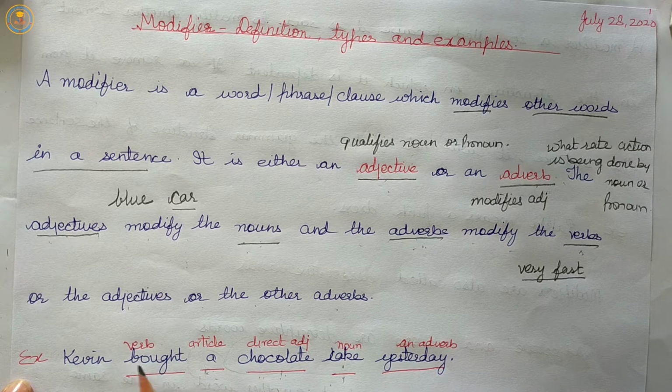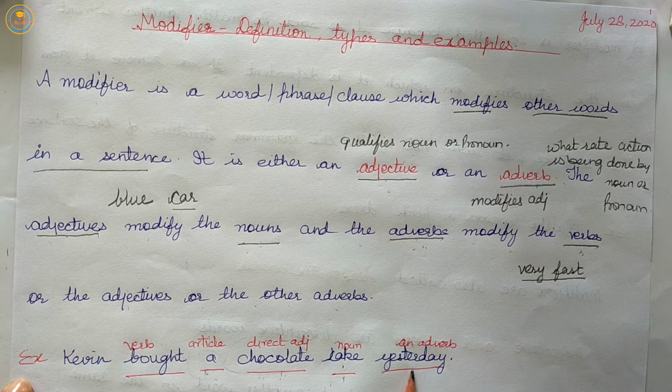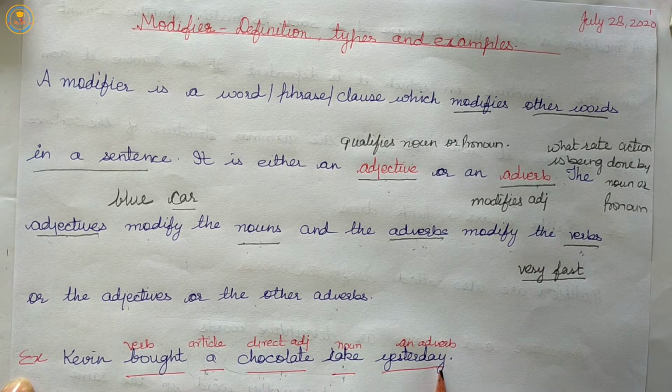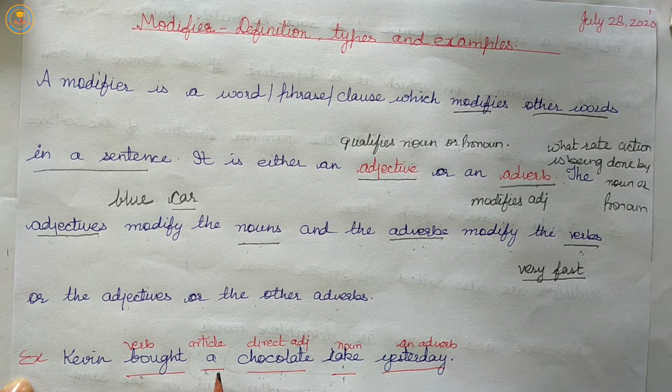Okay, then Kevin bought a chocolate cake yesterday. The word yesterday tells us the time of an action of the verb bought. So, Kevin bought a chocolate cake yesterday. Here in this sentence, yesterday tells us the time of the action of the verb bought. So, it is an adverb which modifies the verb.